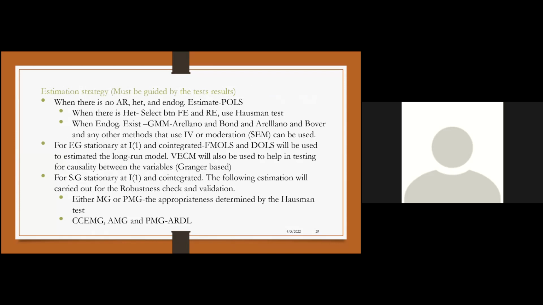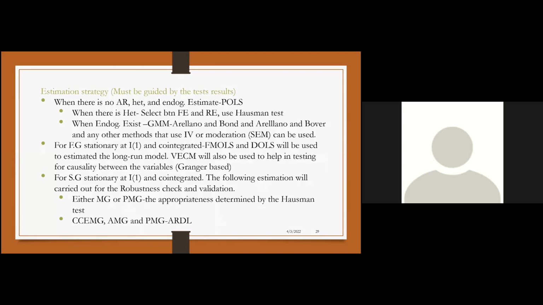The estimation strategy also depends on the results that we get. When we find there is no autocorrelation, and our tests are showing us that there is no heterogeneity and no endogeneity, the estimation technique will be pooled ordinary least squares estimation. But should we find there is heterogeneity, we will check between the fixed effect or random effect using what we call the Hausman test. When we find there is endogeneity and we are dealing with the first generation test, then we will be able to use the generalized method of moments proposed by Arellano and Bond and Arellano and Bover. That is basically what is expected.